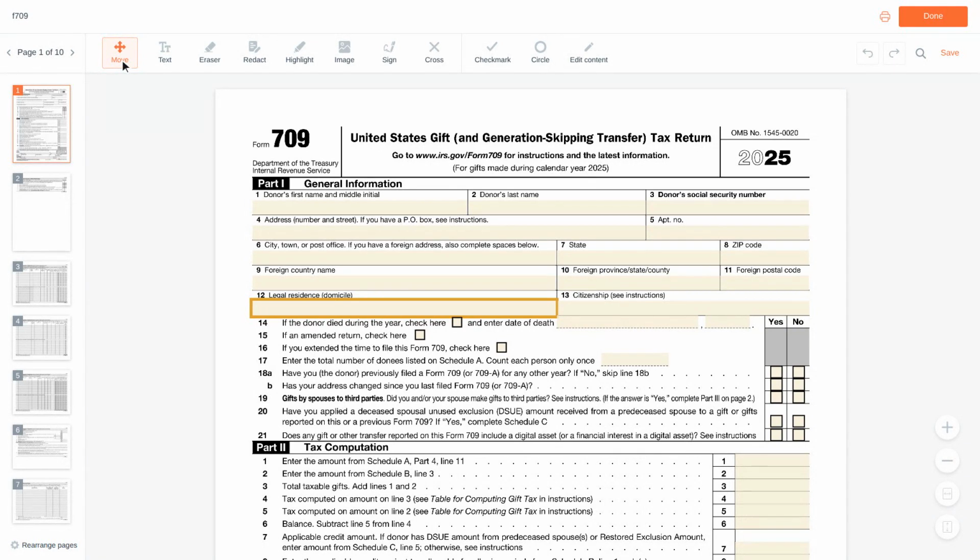your lifetime giving exceeds the lifetime exemption, which is over $13 million. Form 709 is filed separately from your income tax return and is due on April 15th.